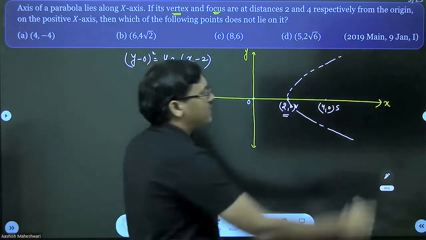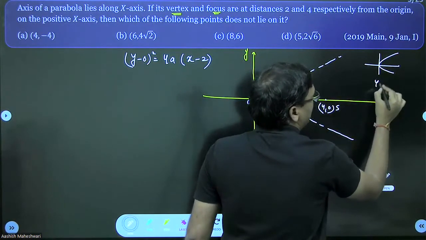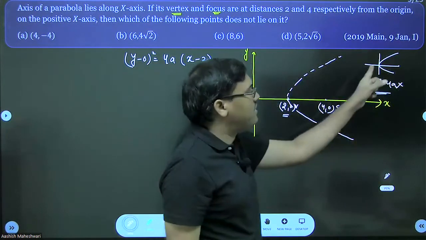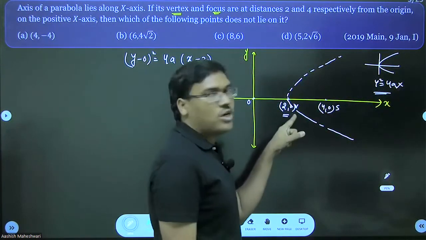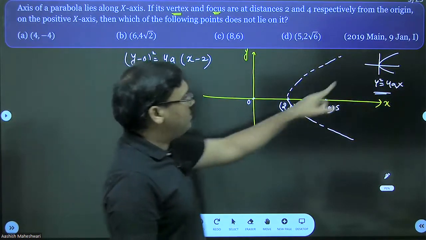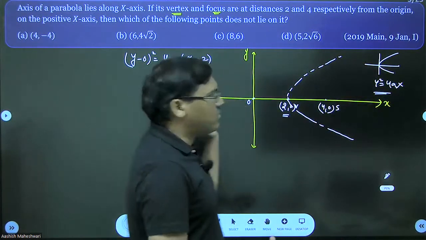You can see if you have this type of parabola, what is this? This is y² = 4ax. Now we have shifted this vertex to the point (2, 0). So what is the equation? This is y² = 4a(x - 2), right? We have just shifted this parabola to (2, 0). I hope you know how to shift the coordinates here.